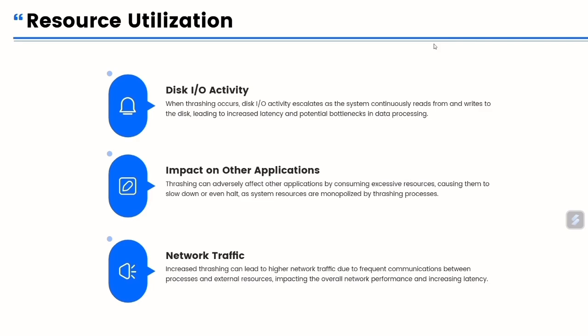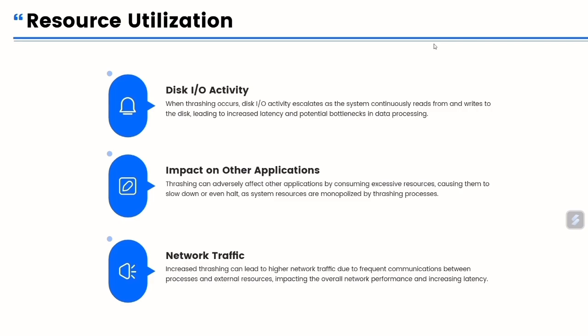Impact on other applications. Thrashing can adversely affect other applications by consuming excessive resources, causing them to slow down or even halt, as system resources are monopolized by thrashing processes.